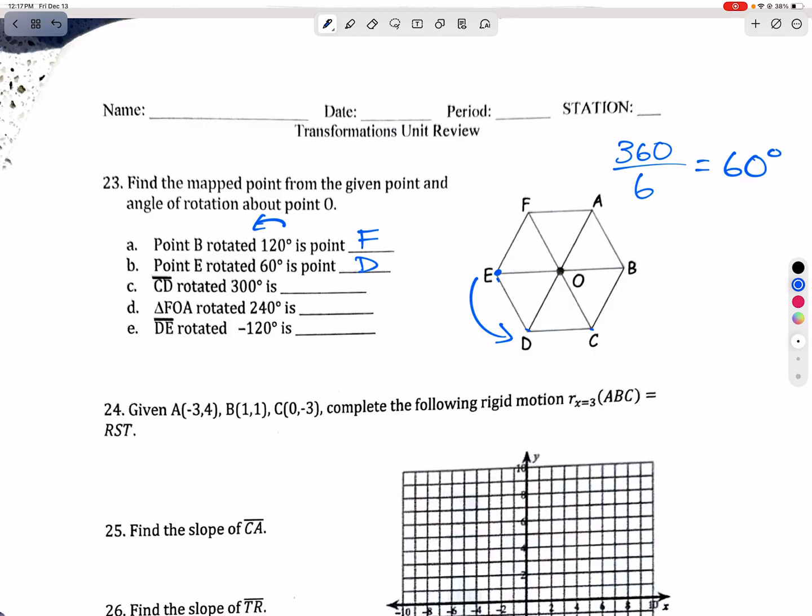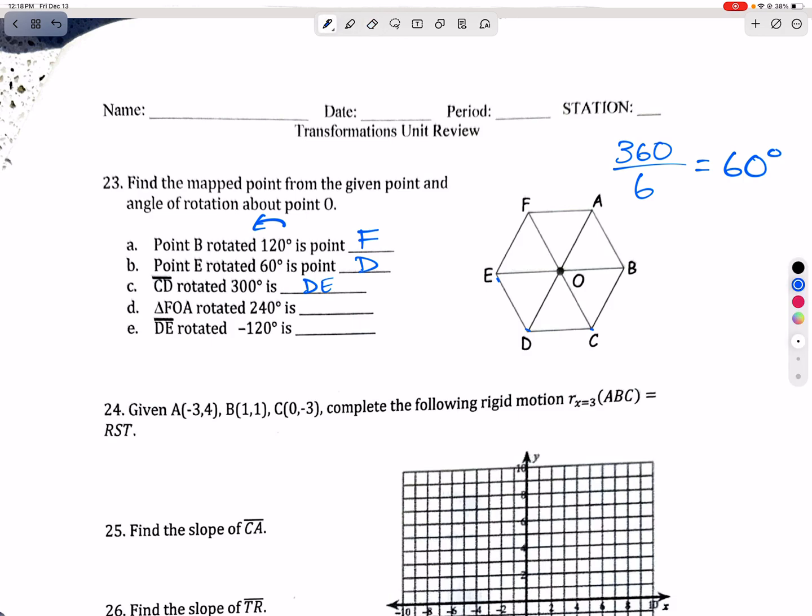Okay, the line CD is rotated 300. So if we rotate this 300, because we're going counterclockwise, this is 60. This is 120. This is 180. That's 240. This is 300. So it's going to be ED. So CD, we're going to have to probably put DE, because we've got to match up with the points. CD is going to be DE, but based off the orientation.